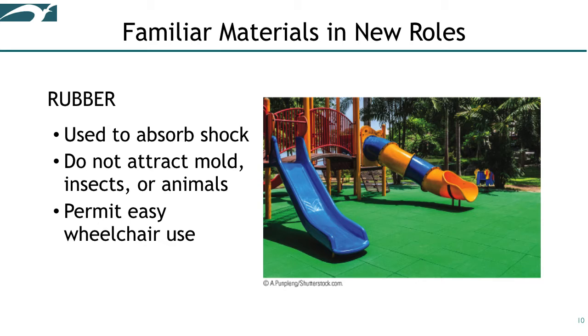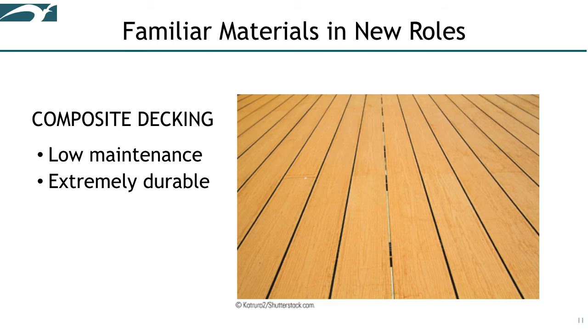Rubber in the landscape can be used on a playground to absorb shock. It does not attract moles, insects, or animals, and you will not have weeds on the playground. It is also a wonderful way to permit wheelchairs in your playground area. Decking: they are low maintenance and extremely durable in this new plastic form of decking. They do not have the splinters that you will find when using wooden materials.